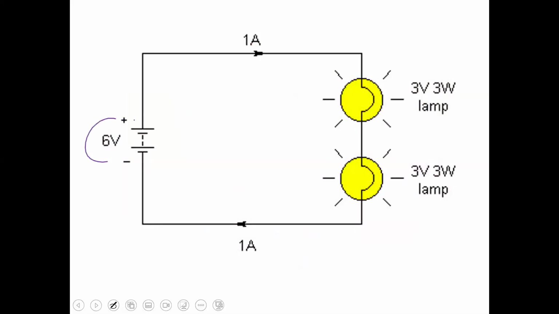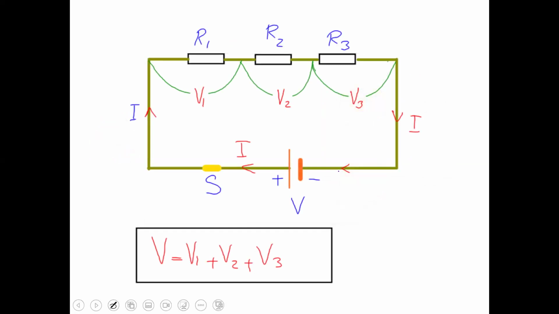I have a circuit of 6 volt. It is getting 3 volt. It is getting 3 volt. So in series, voltage is divided. But if I am sending 1 ampere, it will pass through all the components.